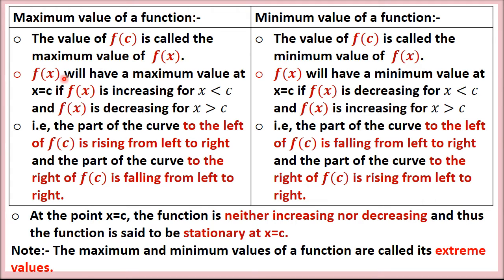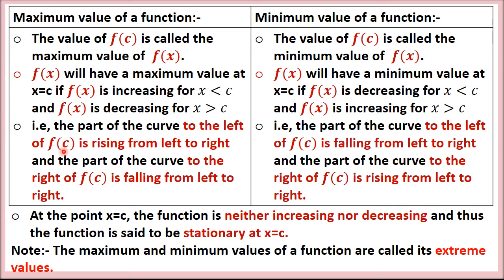Now f of x will have a maximum value at x is equal to c if f of x is increasing for x less than c and f of x is decreasing for x greater than c. You can look at the diagram and confirm it. F of x is increasing means the curve will rise from left to right till f of c, and from f of c towards the right, it will decrease or fall from left to right. That means f of c is the maximum point. To the left the function is rising and to the right the function is falling.